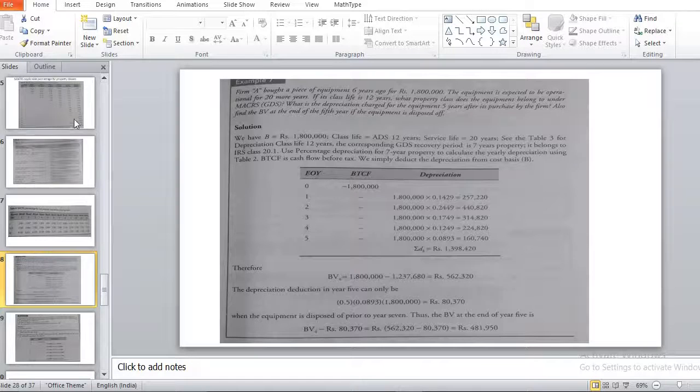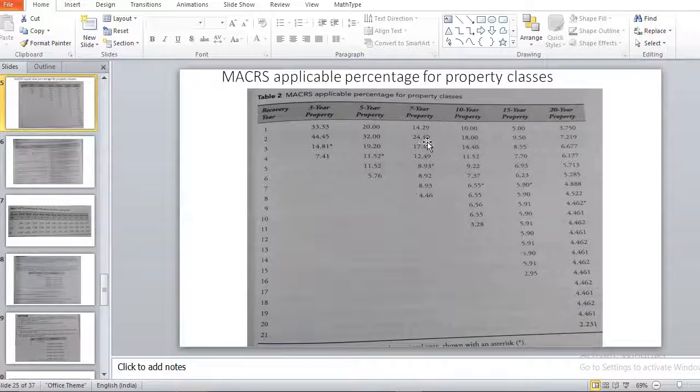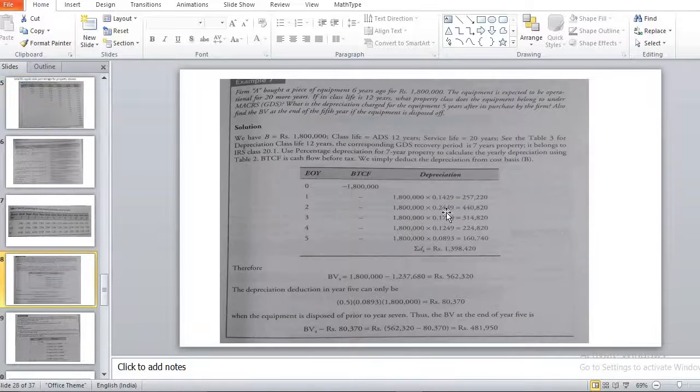For the second year it is 24.49%, so it is 0.2449. With that table and the given rates, you find the depreciation value for the first year, second year, third year, fourth and fifth year. Here they asked for the depreciation charge for the equipment for the fifth year after its purchase. So we calculated up to the 5th year.